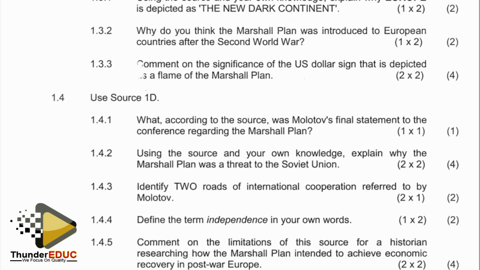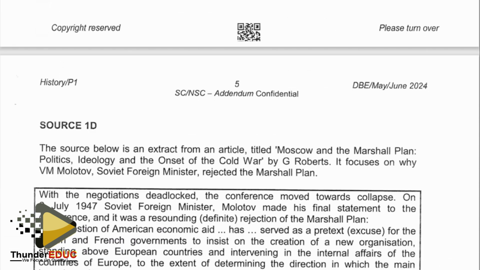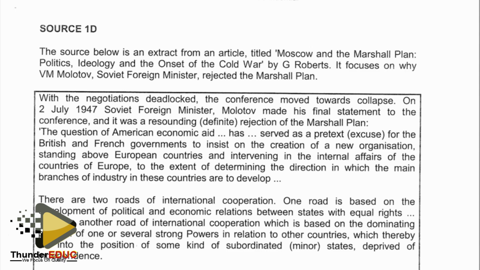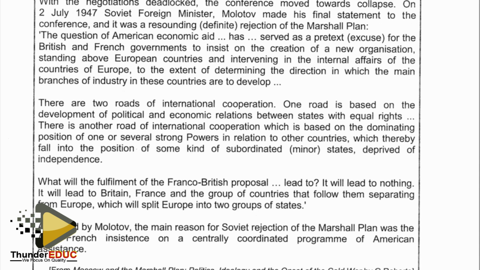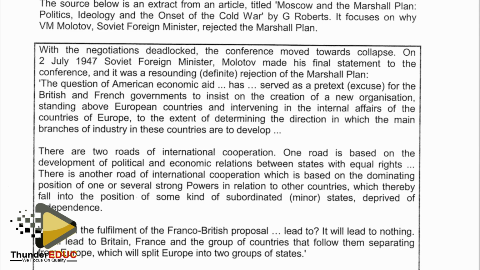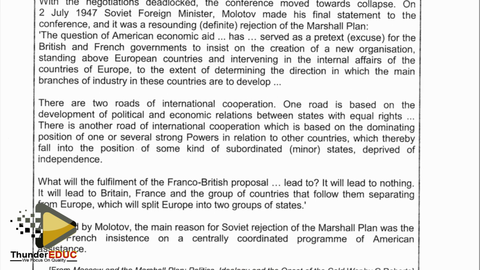Number 1.4.1, it says we're using Source 1D. Source 1D is an extract from an article titled Moscow and the Marshall Plan: Politics, Ideology, and the Onset of the Cold War by G. Roberts. It focuses on Molotov, the Soviet foreign minister, who rejected the Marshall Plan. Remember, because of the dispute between capitalism and communism, the communist people rejected the Marshall Plan. They blamed it for different reasons, and they were not happy with its introduction as a recovery plan for ailing European economies. So this is an extract from the foreign minister of the USSR, who also rejected the Marshall Plan.